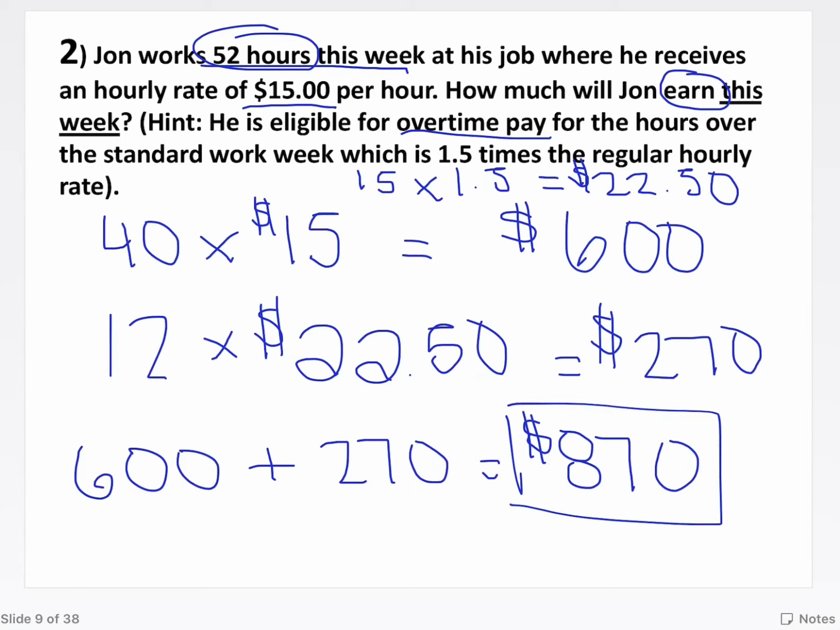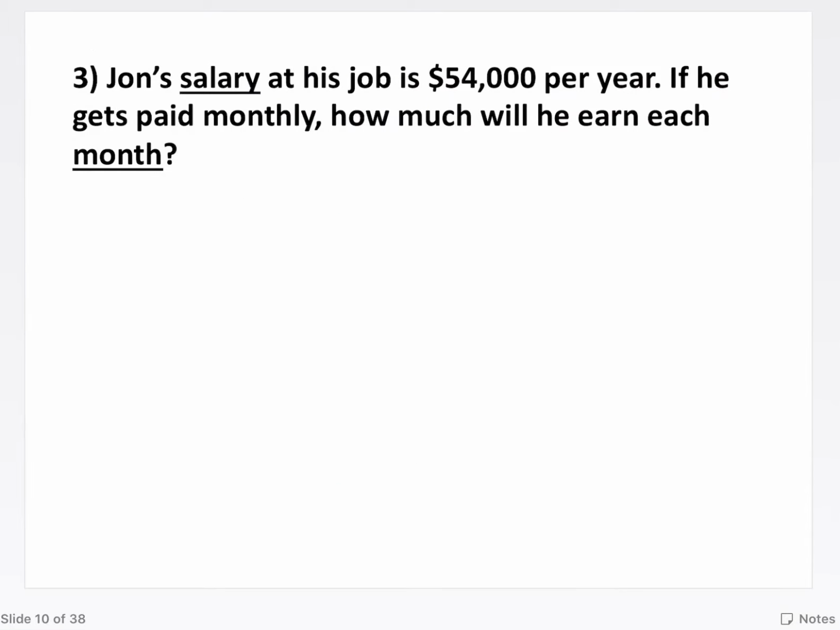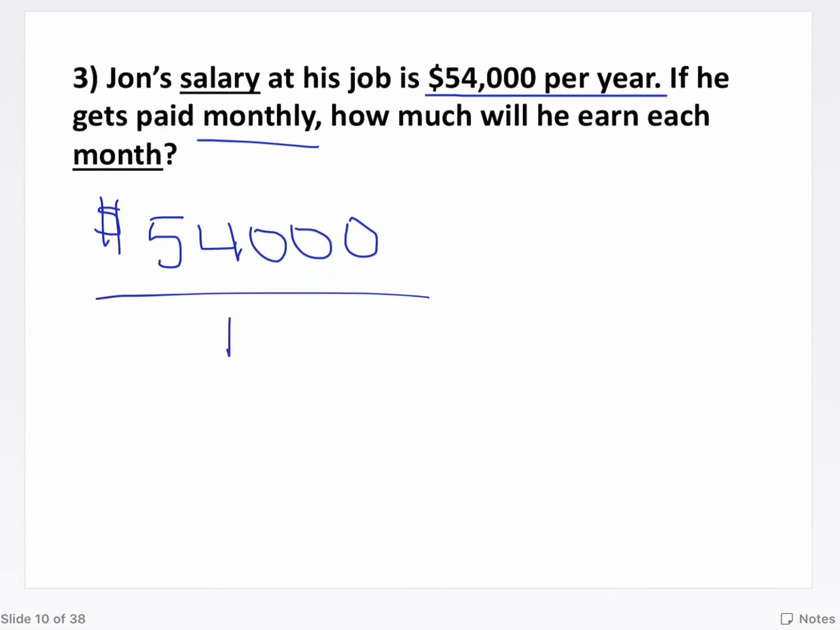Okay, next example. John's salary at his job is $54,000 per year. So like I said, salary agreements are typically annual. However, he gets paid monthly. How much is he going to earn per month? So this is a good calculation for any salary job. You're probably going to want to know what you are actually taking home each month to budget off of. So $54,000 divided by 12 months of a year, that's going to work out to a gross income of $4,500. Again, we'll talk about deductions later.